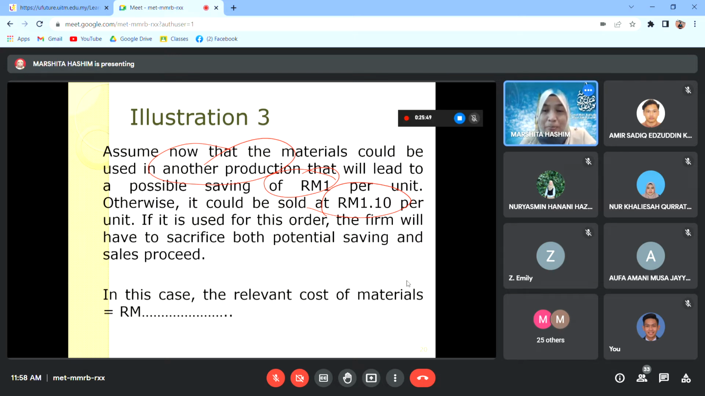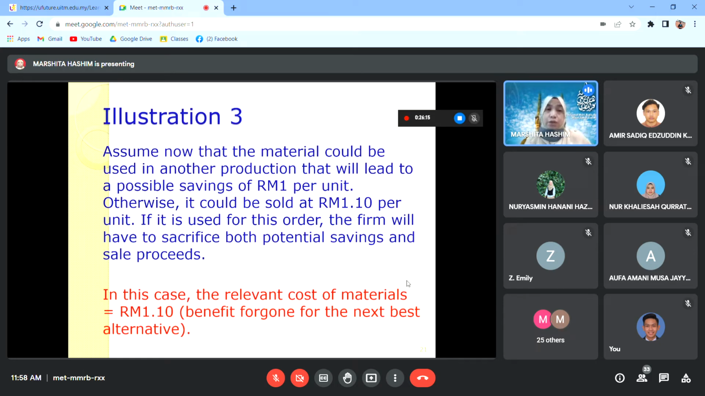The price has increased as compared to previously when you bought at 90 cents. If it is used for this order, the firm will have to sacrifice both the potential saving and also the sales proceeds. So both are relevant, but when you have more than one relevant cost, take the highest benefit. 1 ringgit 10 cent is the cost of material in this situation, the benefit foregone, the next best alternative.